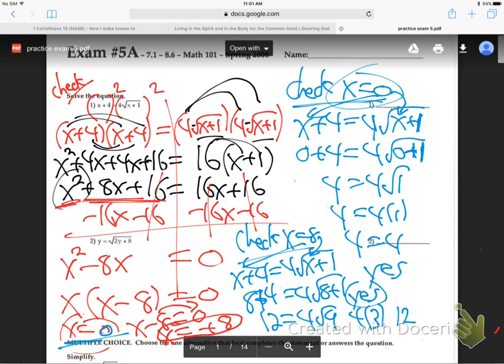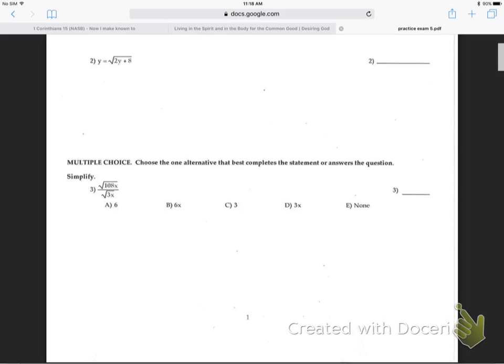I go to a fresh screen. Okay, so number 2. I'm going to right away go 2 power, right? And that's y squared on the left. On the right, the root cancels the square, and it's just 2y plus 8. I don't actually square anything. Why not? The root canceled the square.